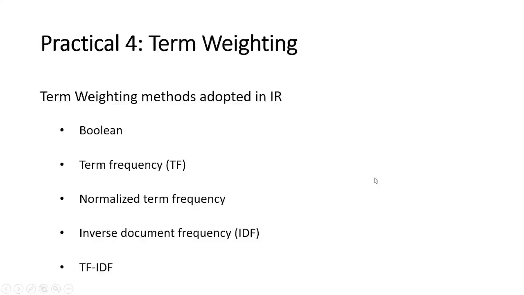Today's session we are going to see the next exercise in your information retrieval techniques. Your next exercise is going to be term weighting. For term weighting, we have various methods that can be adopted in your information retrieval process. The various methods are Boolean, term frequency, normalized term frequency, inverse document frequency, and term frequency with inverse document frequency. These are the various methods we adopt in the information retrieval process.